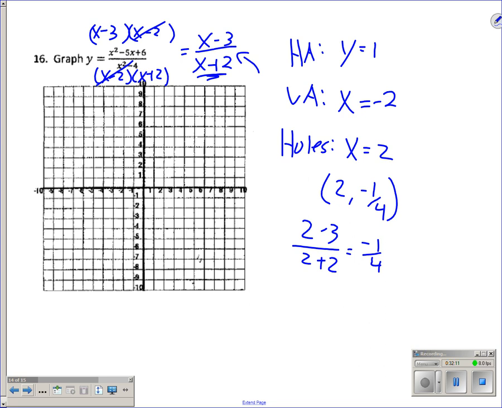All right, with these points, we're going to graph this bad boy. So vertical asymptote, we have it at negative 2, and holes, we have it at positive 2. I'm sorry, did I completely butcher that? No. My vertical asymptote is at negative 2, but my horizontal asymptote is at 1. I apologize, I said the wrong one. But my hole is at over 2, down negative 1/4.